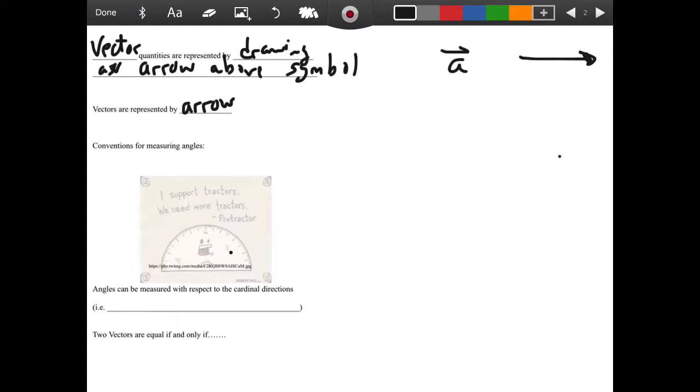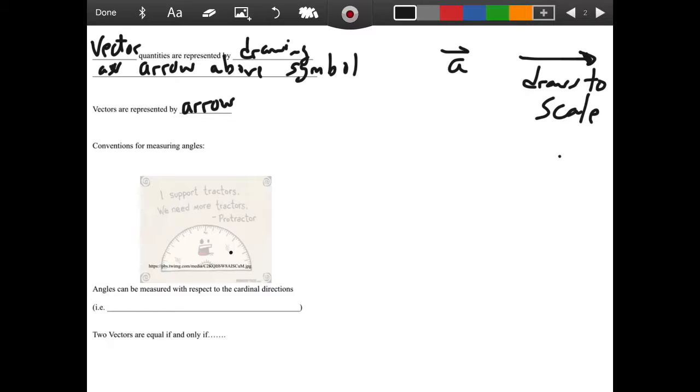When we're really drawing them out, they should be drawn to scale. So it's important to note that. And we'll do an example with that in class next week.